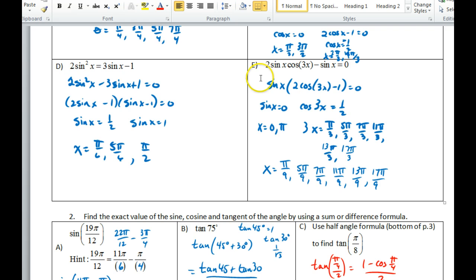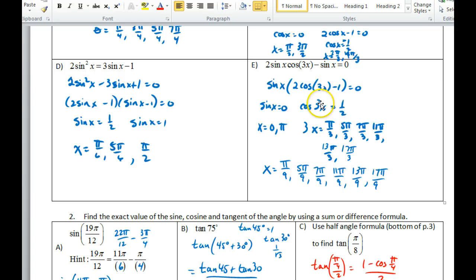Going on to E here, this is one that has sine and cosine mixed up. However, if you look at both of these terms, sine is in common with both terms. So you can factor that out. So the sine gets excluded from the cosine. Then these are two different factors that are equal to 0. So either the sine of x equals 0 or this factor right here is equal to 0. So I solved that out.